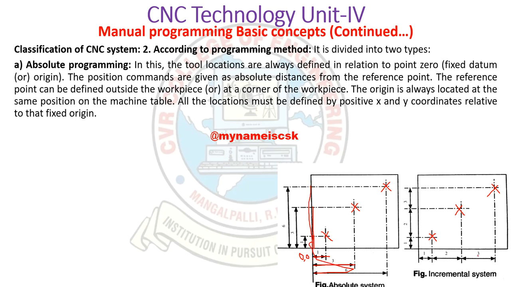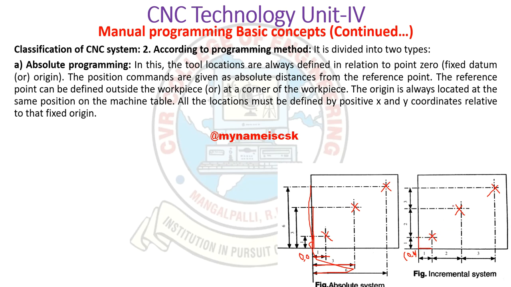But coming to incremental, the initial will be 0. The initial point will be 0. This is the 0th point. This is the first point. For the first point, previous point will be 0. For the second coordinate, first coordinate will be 0. And for the third coordinate, second coordinate will be 0. So if I want to go here, it will be 0. So from 0, it has gone 1, x-axis 1, y-axis 1.